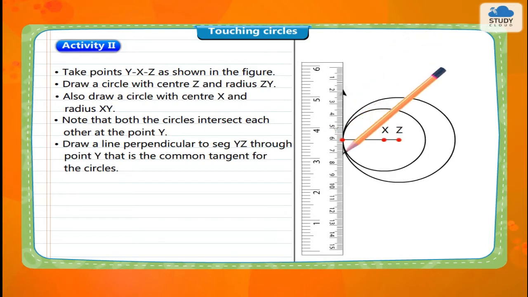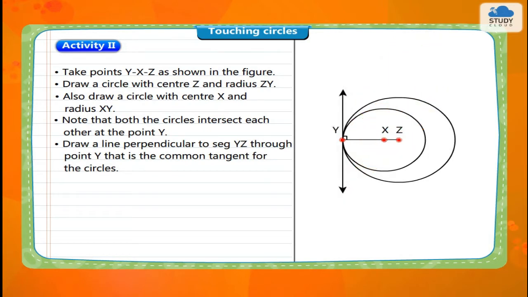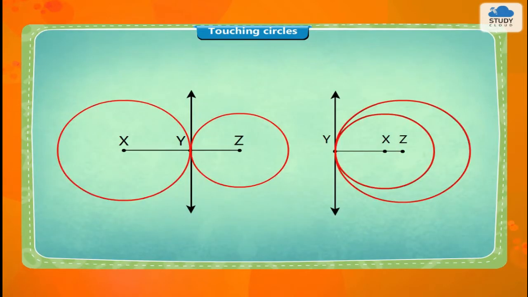Draw a line perpendicular to segment yz through point y, that is the common tangent for the circles. We must have understood the circles in both the figures are coplanar and intersect at one point only. Such circles are said to be circles touching each other.